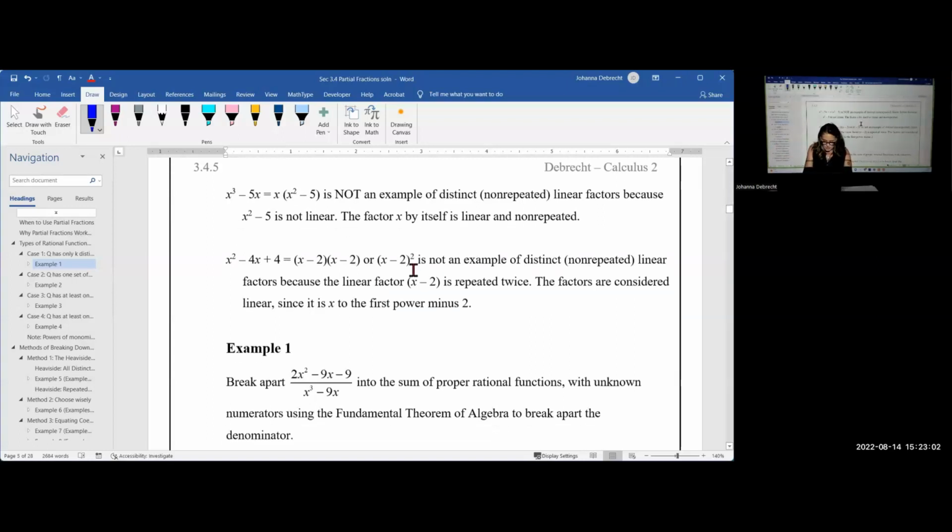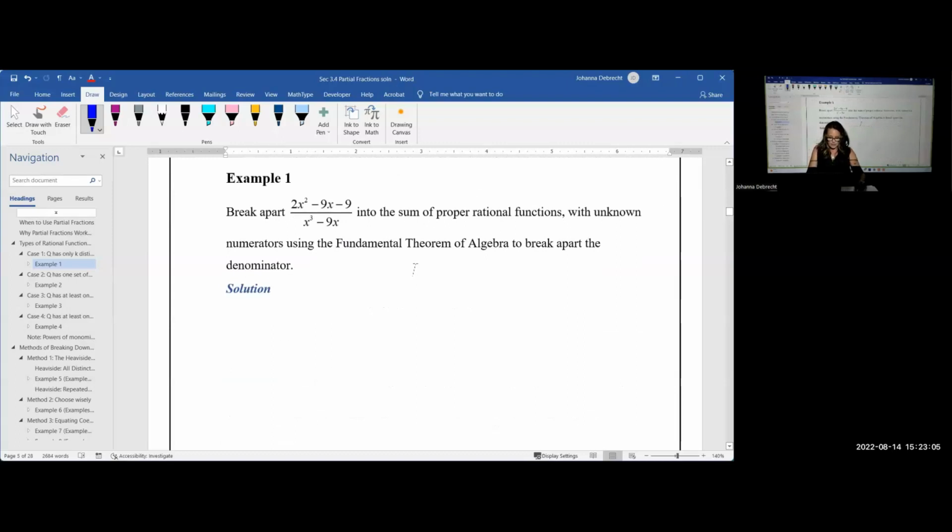All right. So now we want to take a look at example 1. And in example 1, we want to break apart this rational expression that you see here into the sum or difference of proper rational functions with some unknown numerators. We won't know what they are yet. We haven't learned the method of partial fractions yet, using the fundamental theorem of algebra to break apart the denominator. So we just want to do one step at a time. So the first thing that we're going to do is we're going to take this expression, 2x squared minus 9x minus 9.